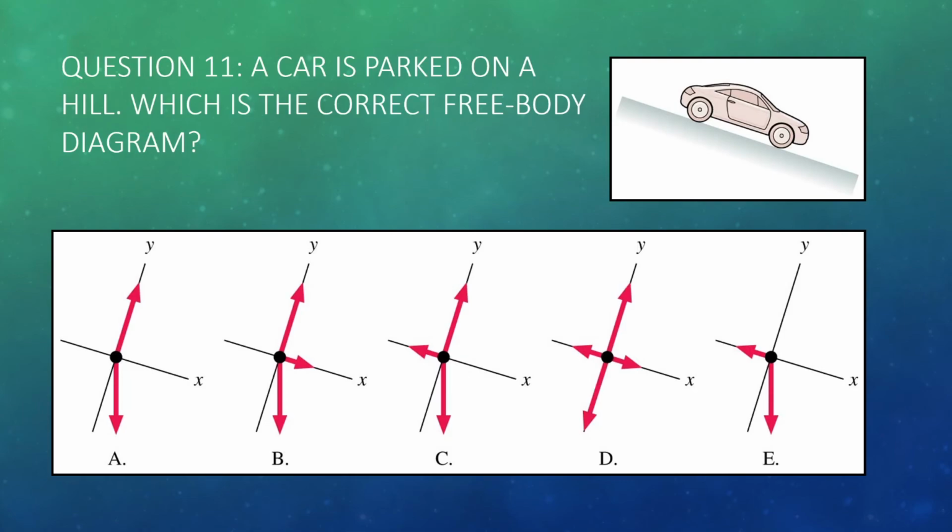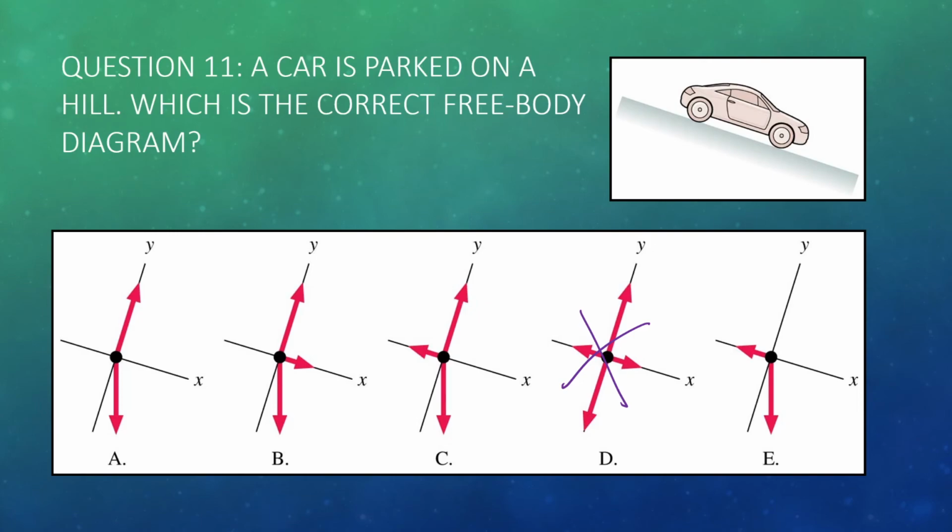Well, in this case, we are on an incline, so we do tilt our axes, which all of these show. What we need to do, though, is start listing our forces. First of all, like any problem on Earth, we have a weight. We know that weight always points vertically downward. Well, D does not show a force pointing straight down. D is incorrect because of that. A, B, C, and E all show a weight force pointing straight down.